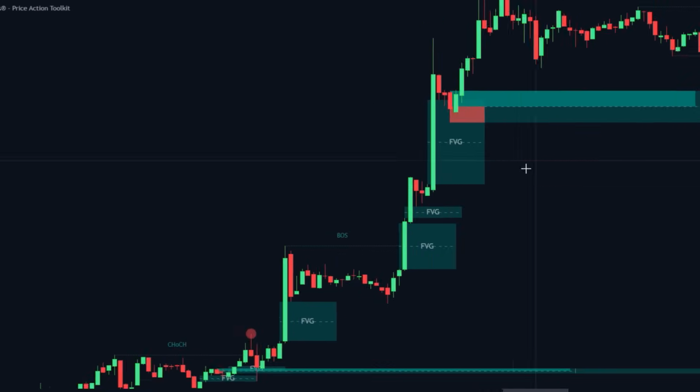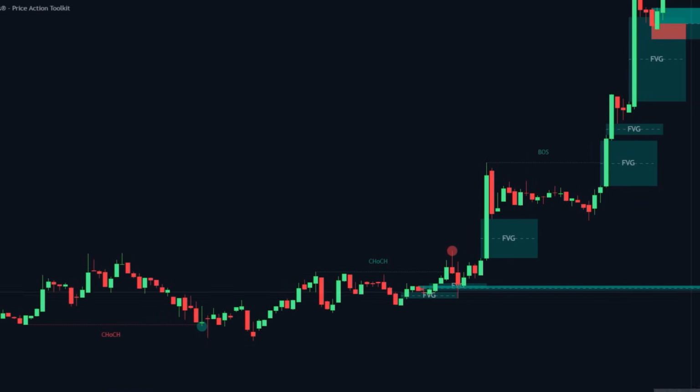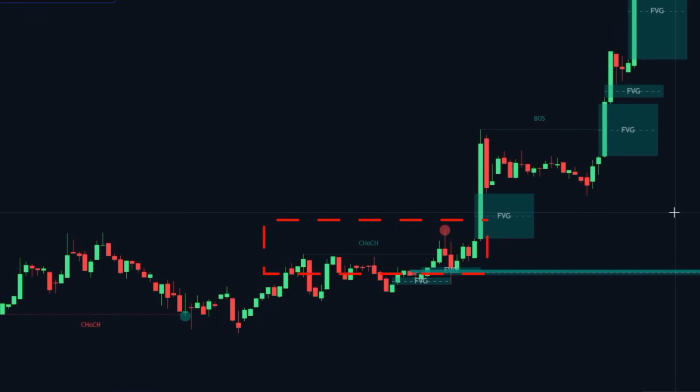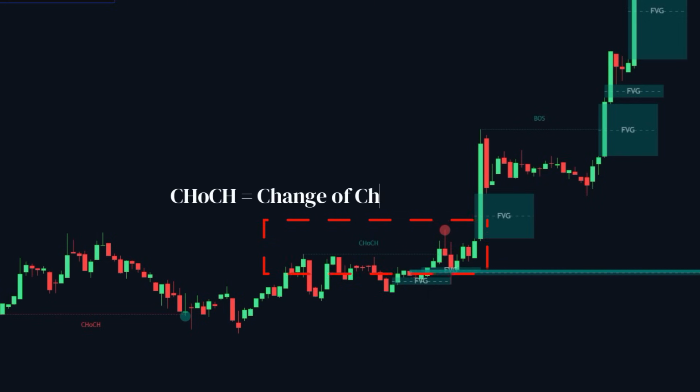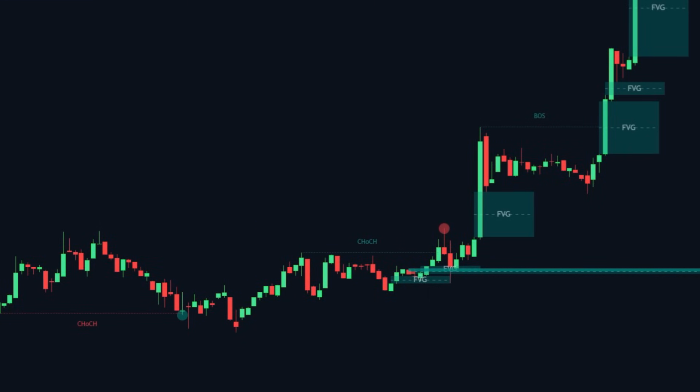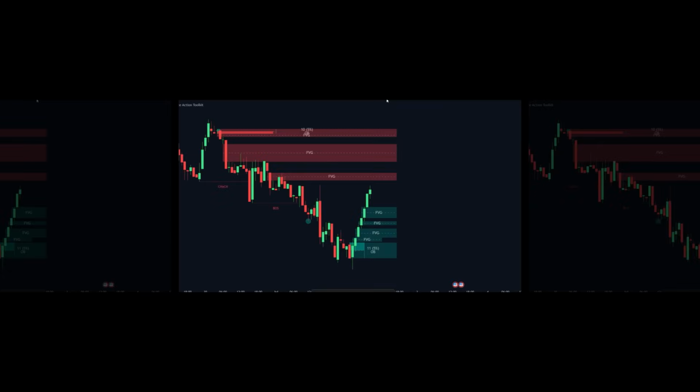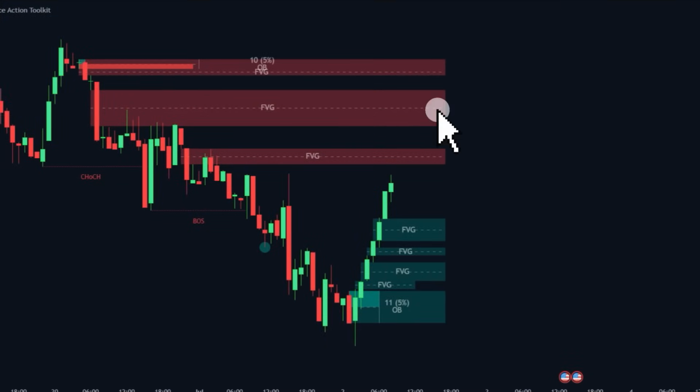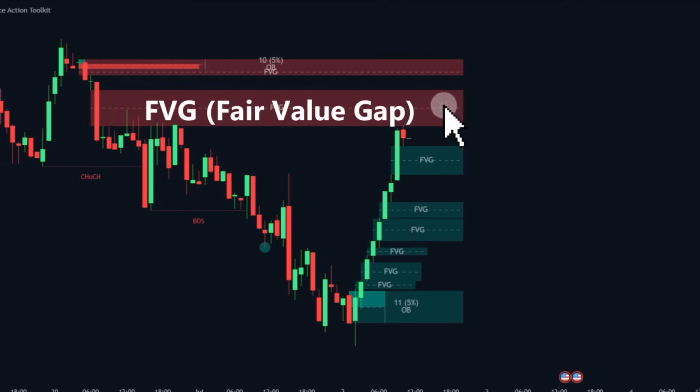It also shows us a CHoCH, or change of character. This is a warning sign that the trend might be reversing. For our strategy, we'll focus on trading with the trend, so these BOS signals are key confirmations. Next, the toolkit draws our areas of value for us. See these colored boxes? These are fair value gaps, or FVGs.